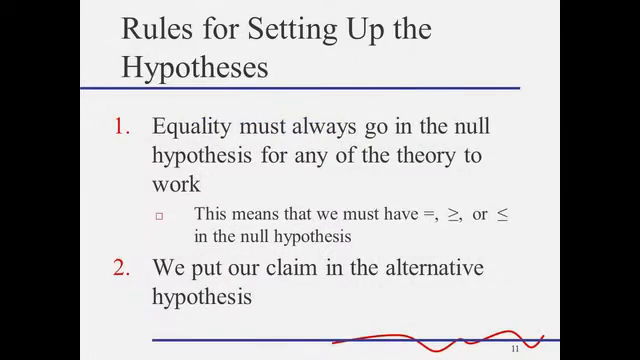Now, there is one exception to that rule, because the most important rule for setting up the hypotheses is that equality must go in the null hypothesis. That means in our null hypothesis, we're going to have an equal sign, greater than or equal to, or less than or equal to. That is the most important rule. The other rule is that we want to put what we believe in the alternative hypothesis, but we can only do that if it doesn't contradict the first rule. Let's look at some examples.